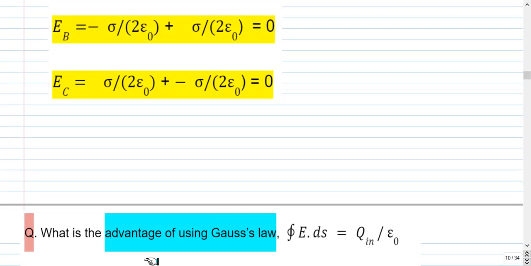This is the next question. What is the advantage of using Gauss law? Integral E dot dS equals Q enclosed by epsilon naught. You can pause and attempt this question.